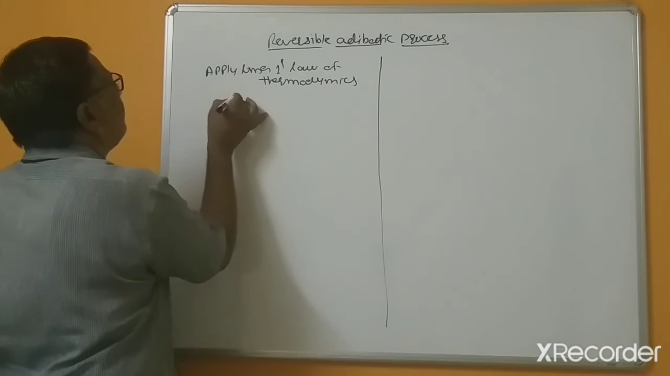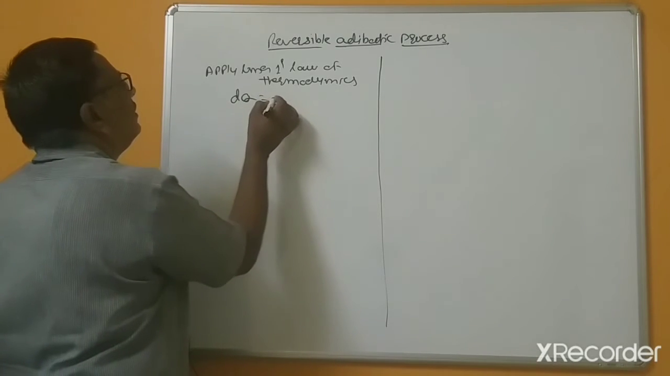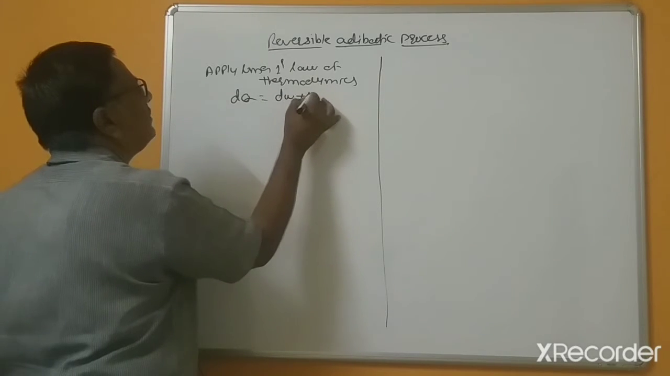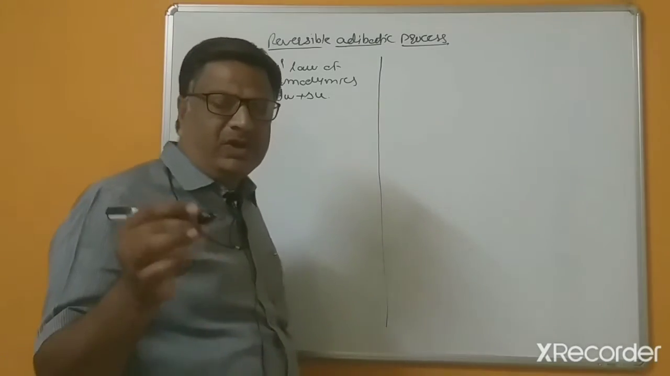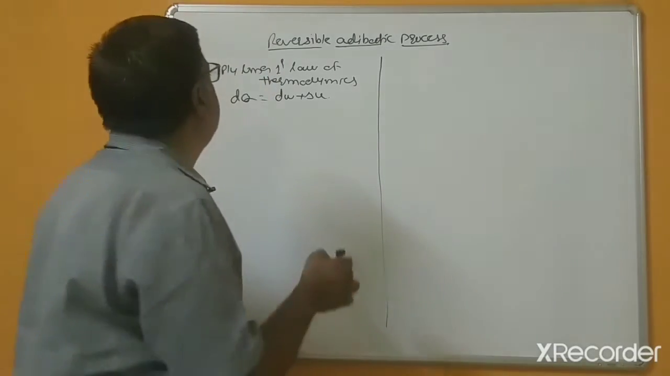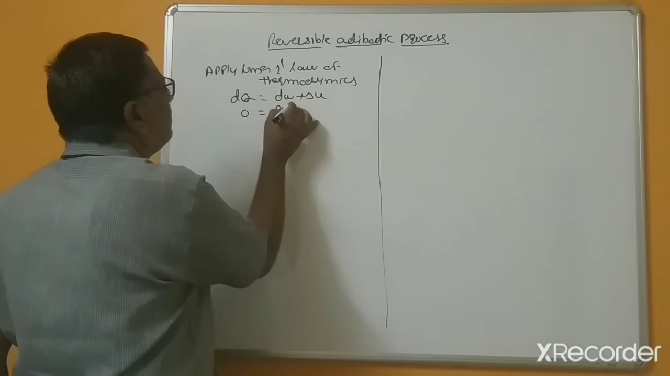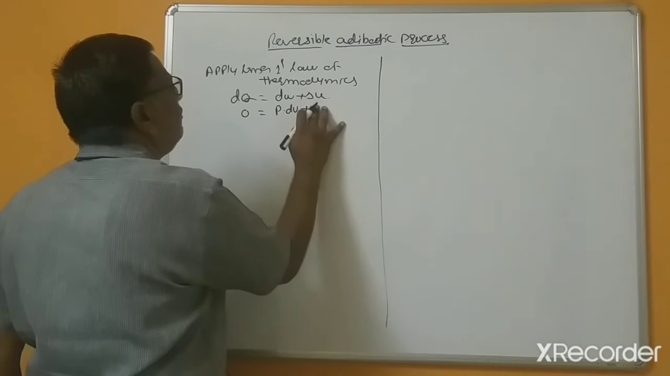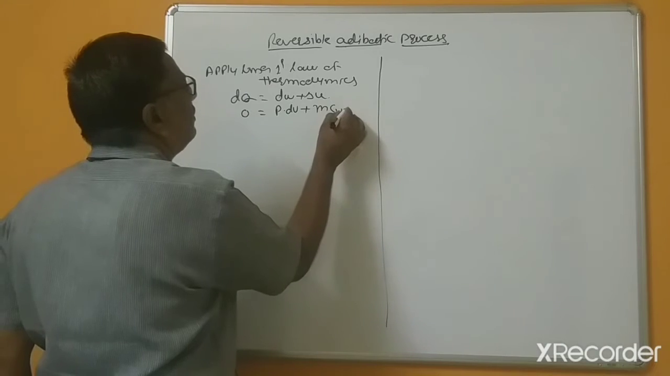So as you know, dq equals dw plus delta u. During the adiabatic process, there is no exchange of heat, so dq equals 0, and dw equals PdV, and delta u equals m Cv dT.